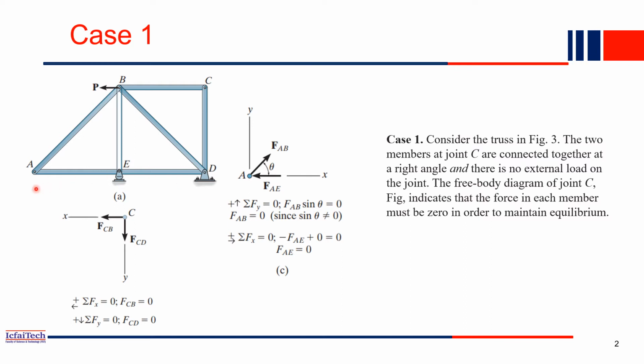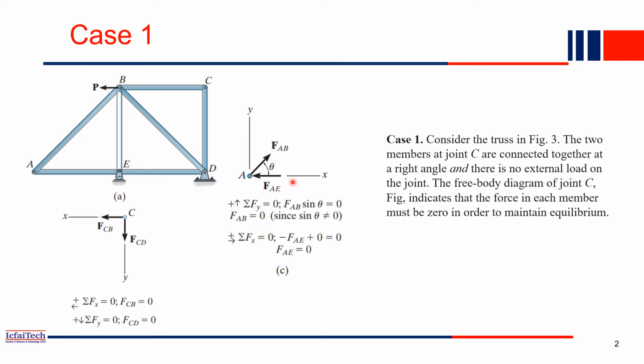Similarly, if you consider joint A, here also no forces are acting. So ideally these two forces also should be 0. But let's check whether it really is 0 or not. If you apply the method of joints at point A, what will happen? See, this is the figure. At joint A, two members are connecting, one is AE and the other is AB. Both are inclined members. Now apply summation of all horizontal forces equal to 0.